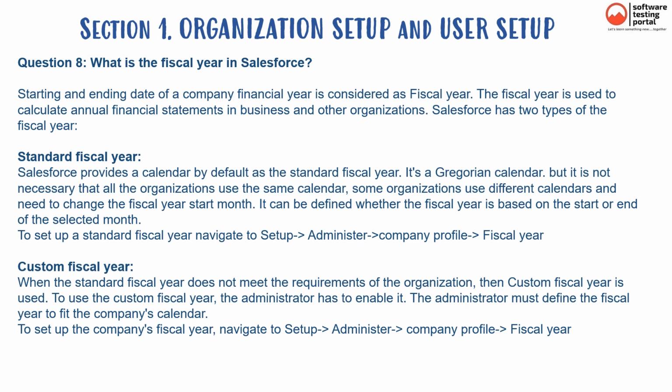Whereas custom fiscal year is a different one. When the standard fiscal year does not meet the requirements of the organization, then custom fiscal year is used. To use the custom fiscal year, the administrator has to enable it. The administrator must define the fiscal year to fit the company's calendar. You can set up both fiscal years by going to the Company Profile section.